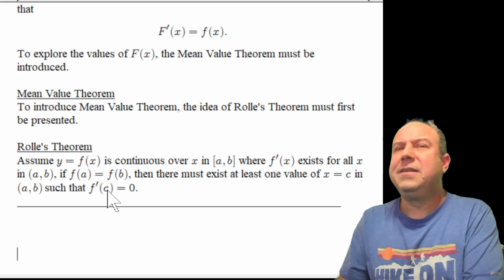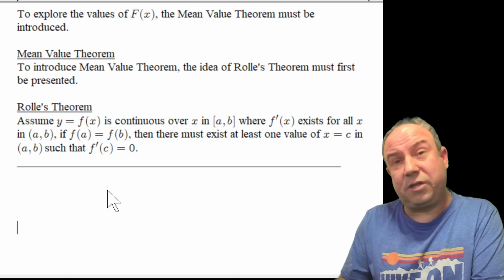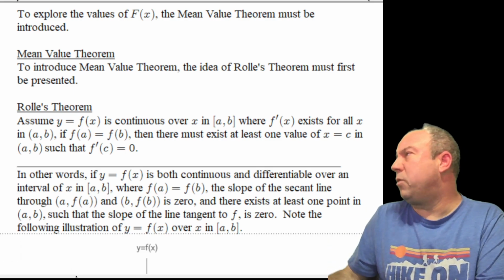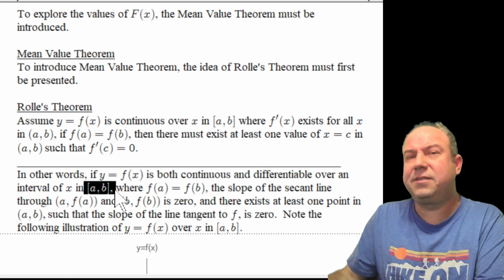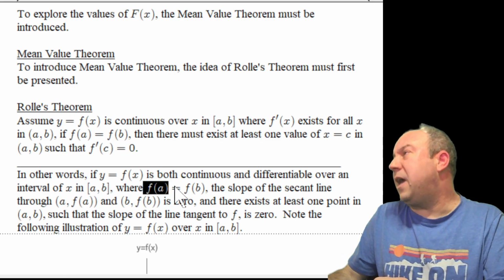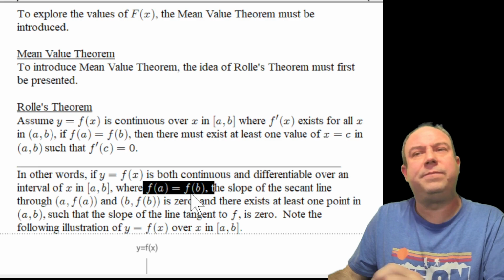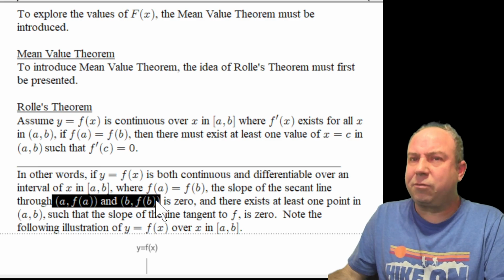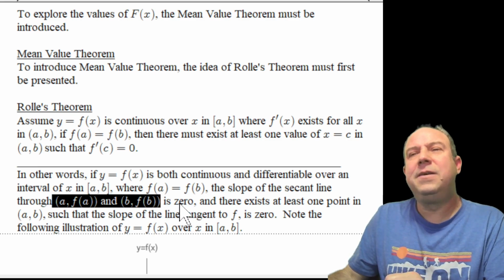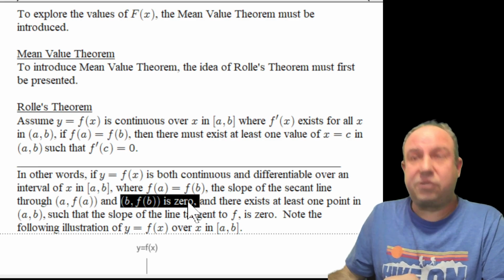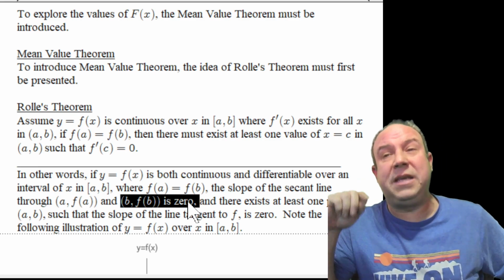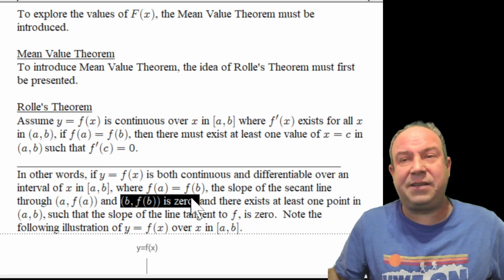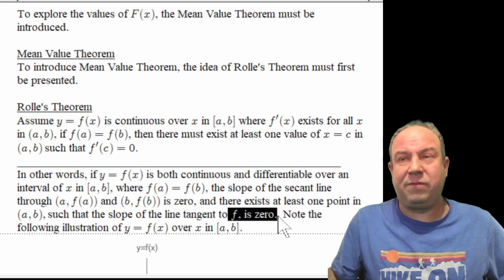I do put this into other words and bring in an illustration to help. In other words, if y equals f of x is both continuous and differentiable over some closed interval of x, where the endpoints of that interval are equivalent in their output, the slope of the secant line passing through those 2 endpoints would be equal to 0. And there would exist at least one point in that interval such that the slope of the line tangent to f would also be 0 in value.